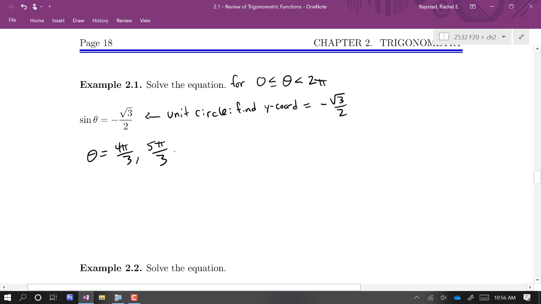So that was a pretty simple one in that they just gave us the value of a trig function, and it was a convenient value in that it was a point that's on the unit circle, so we didn't have to use our calculators or anything.